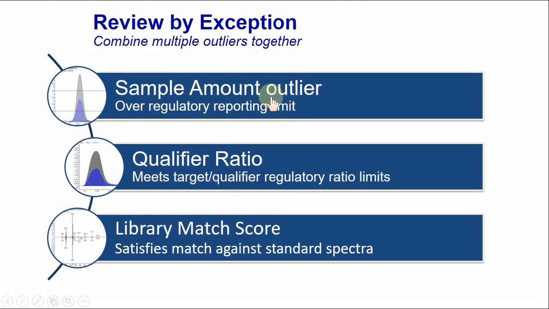In that case, I can use the sample amount outlier. I also have a criteria that the qualifier ratios must pass the regulatory limits. And in addition, I want confirmation that I get a library match score against a standard that's satisfactory. If all three of these criteria are met, I want to review that result and then approve it.